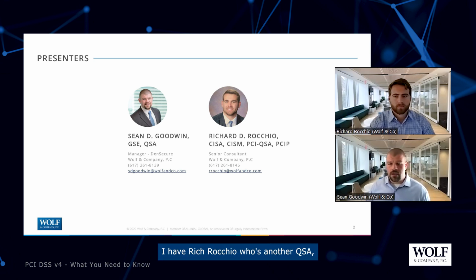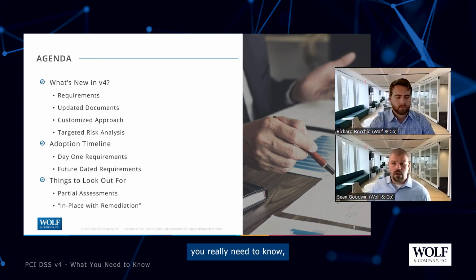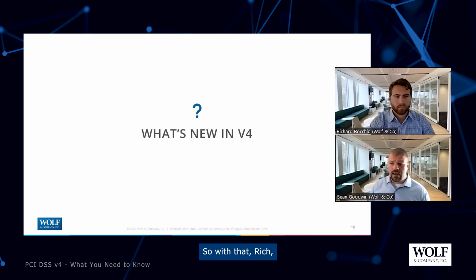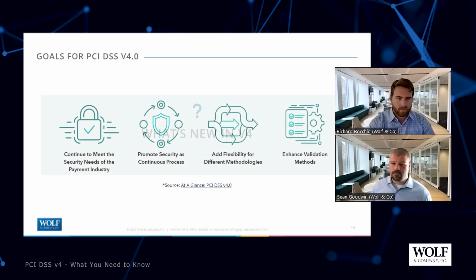With me, I have Rich Rocchio, who's another QSA, and what we're going to do today is start to talk through some of the key points you really need to know in version 4, especially what's changed since version 3.2.1. We're also going to talk through the adoption timeline because not all of these changes are going into effect immediately. And then we're going to highlight some of the key things we think you need to be looking out for to make sure this transition is as smooth as possible. So with that, Rich, what's new in V4 that folks really need to be worried about?